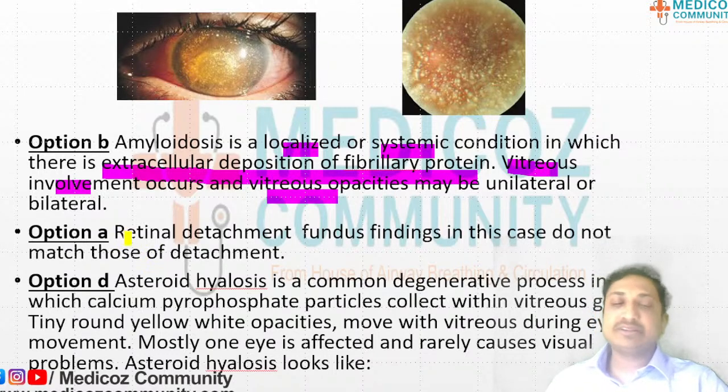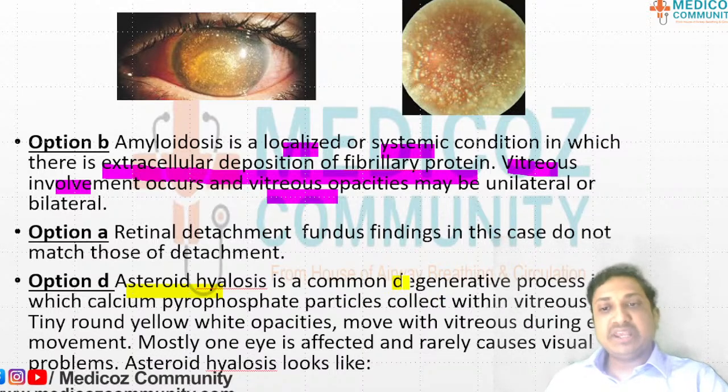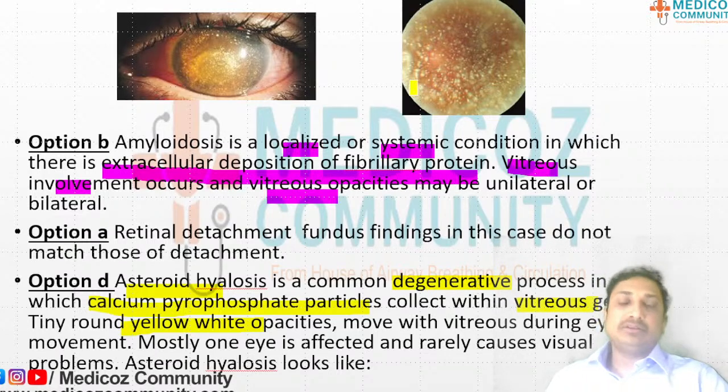Retinal detachment, the fundus in the given question doesn't look like that, and it is altogether a different topic to discuss. Asteroid hyalosis is a common degenerative process in which calcium pyrophosphate particles collect within the vitreous gel. Tiny round white, yellow-white opacities. You can see in this figure. This is a figure in which the media has become blurred because of asteroid hyalosis.